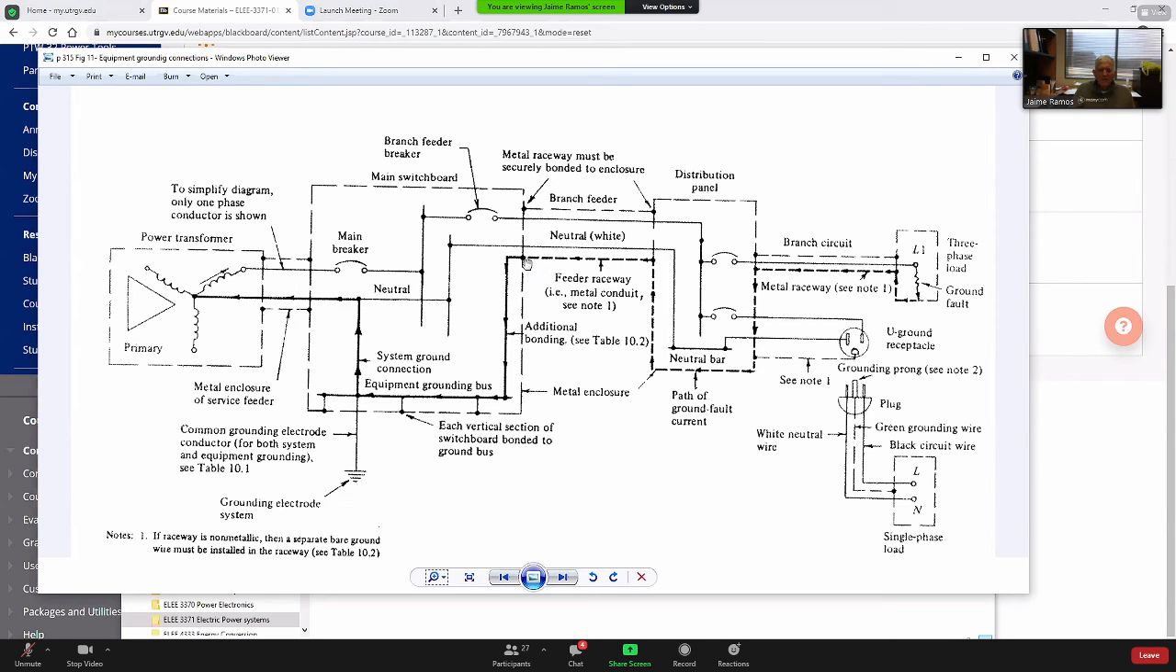So now here we arrive at the main switchboard, and here the neutral is grounded. This is the only point where the neutral is grounded. So then from the equipment grounding bus, it goes to the neutral because the neutral is grounded. Then it goes to the transformer. Then it flows to the line that has the fault. And then the main breaker is going to open right here.